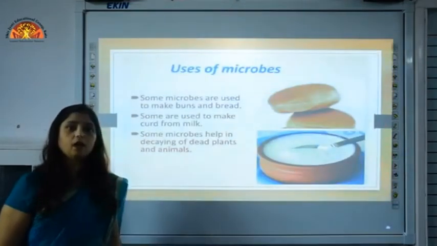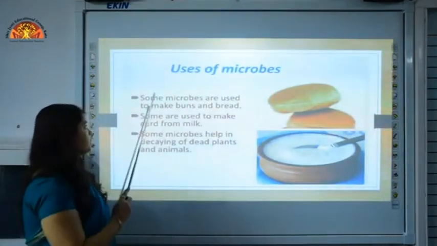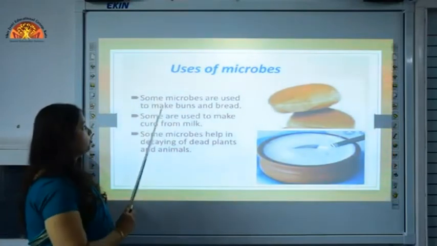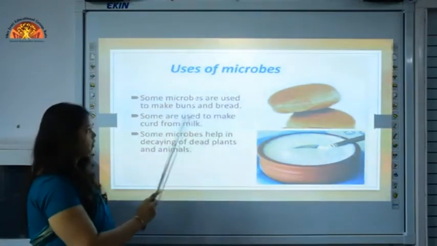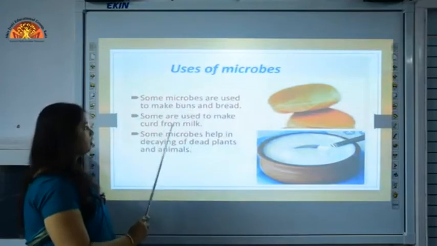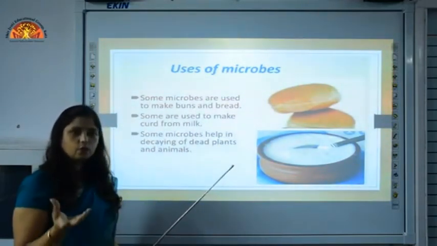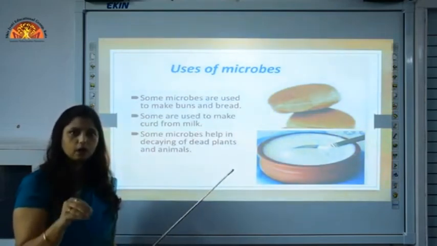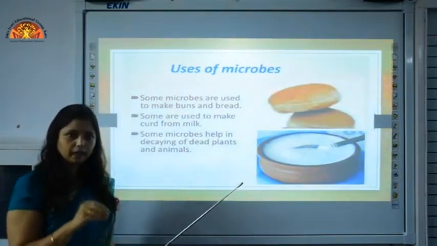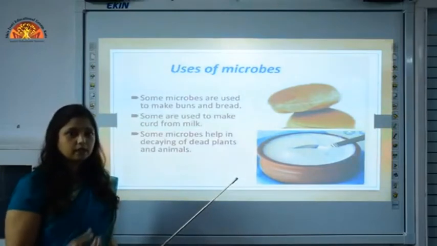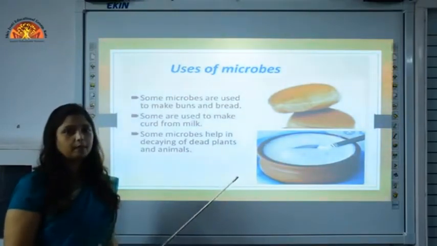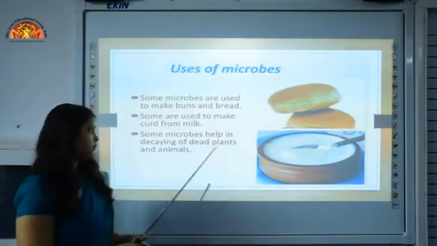Now microbes are useful also, like some microbes are used to make buns and bread. Some are used to make curd from milk. Okay, because curd contains some bacteria. So when we put a small quantity of curd into the milk, these bacteria grow more and the milk gets converted into curd.